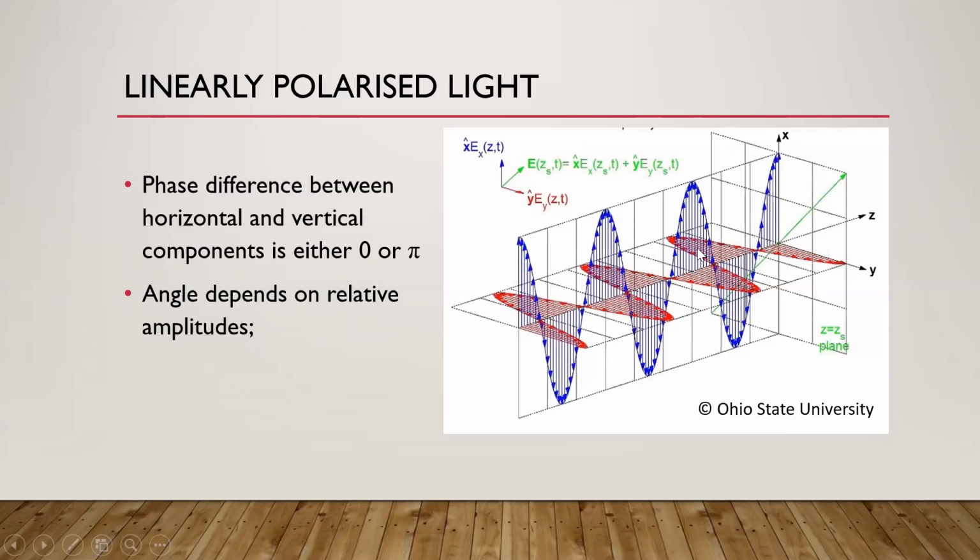The angle will depend on the relative amplitudes of the two. So, you know, if the horizontal amplitude dominates, then it's going to be a fairly horizontally orientated polarization, and vice versa.